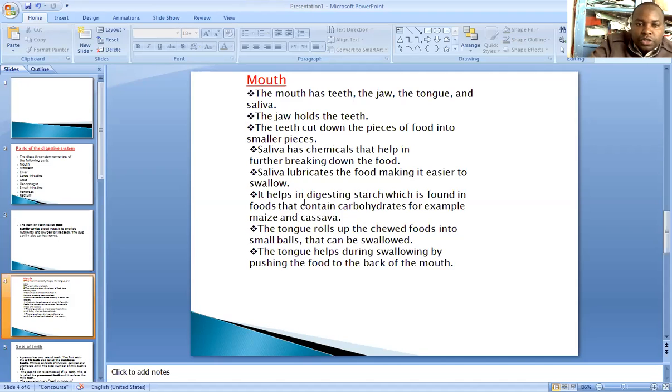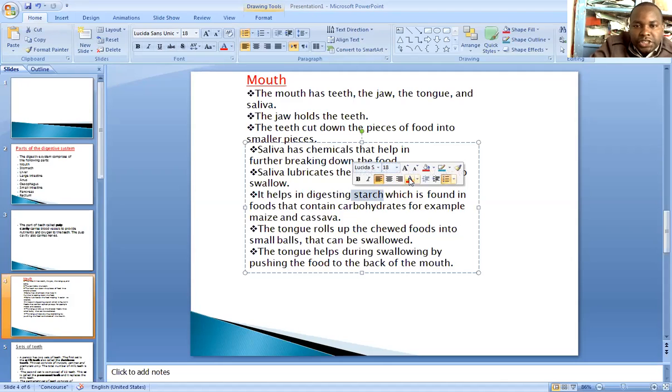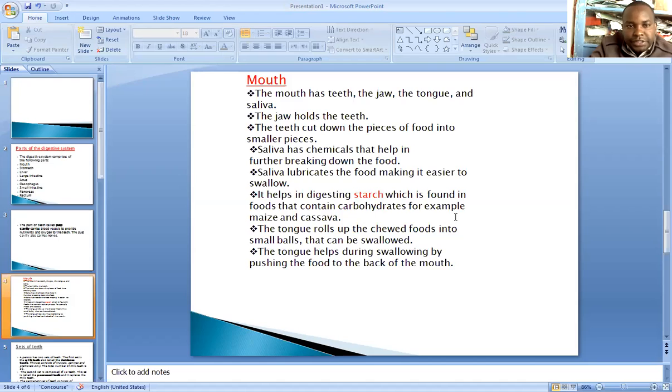So we say digestion of food starts in the mouth, and the type of food that is digested in the mouth is starch. When you talk of starch, we're talking of carbohydrates. Digestion of carbohydrates starts in the mouth. Carbohydrates are found in foods such as maize and cassava. So in case somebody asks you when digestion of maize and cassava takes place, just say maize and cassava are carbohydrates. They are energy-giving food, starch. So their digestion will start in the mouth and end in the small intestine.